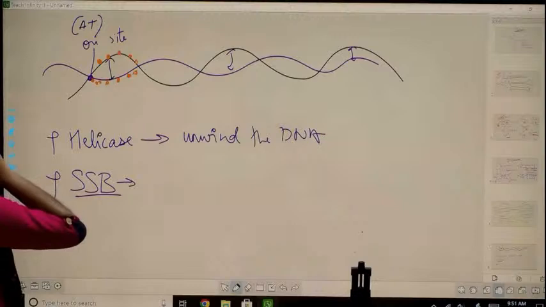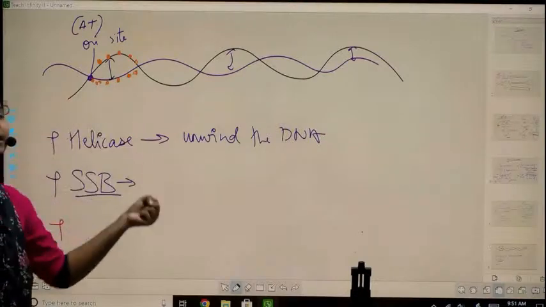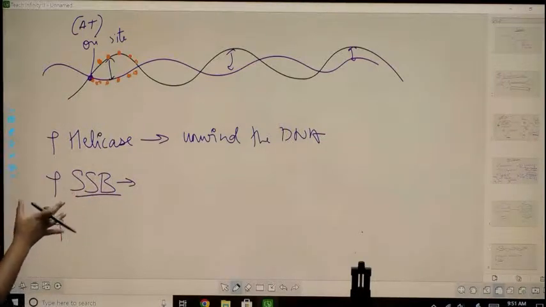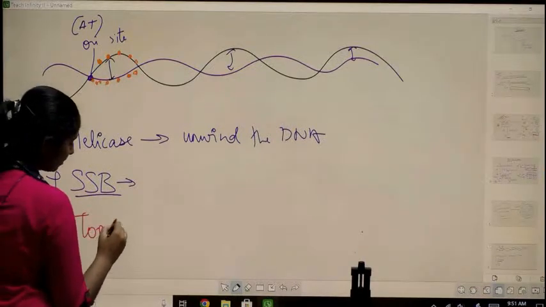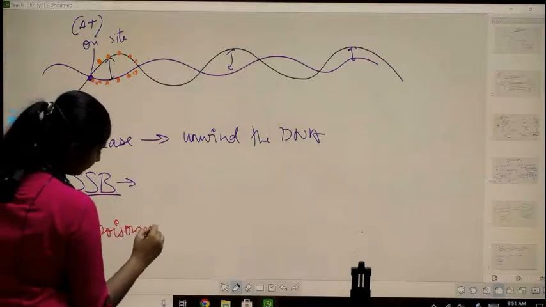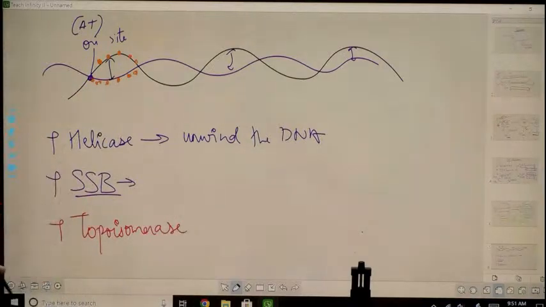Now besides this, as DNA is opening up, it's going to generate tension ahead of the replication fork. So we require another enzyme, topoisomerase, to remove the tension. So these are some of the key enzymes that we would require.